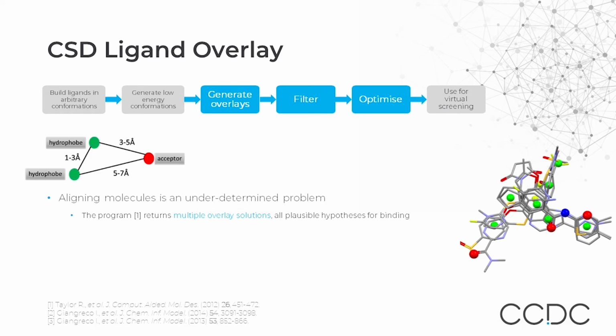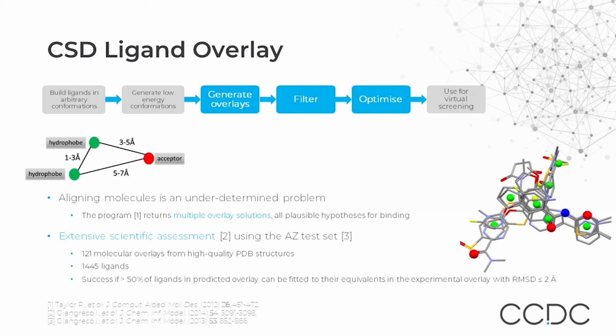This program represents each ligand by fitting points, which are basically features, like chemical groups with particular physicochemical properties. Now, generally three types of features are always used, which are hydrophobic centroids, H-bond donors, and acceptors. In addition to that, customized features can be defined, such as positive or negative centers. This ligand overlay program has also been validated extensively using the AZ test set, which consists of 121 molecular overlays, mentioned here and in these publications.